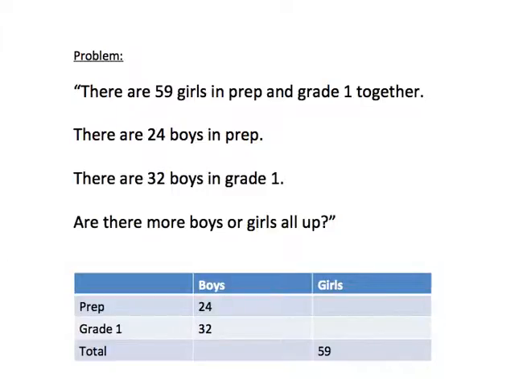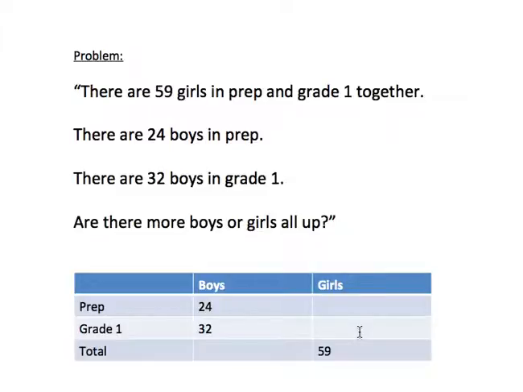Now I would ask them what the problem is really wanting to know. Essentially the problem wants to know if there are more boys or more girls. So in the girls column, we don't know how many are in prep and we don't know how many are in grade 1, but we do know the total. So I would point out that is not important actually. What's important is the total of the boys.